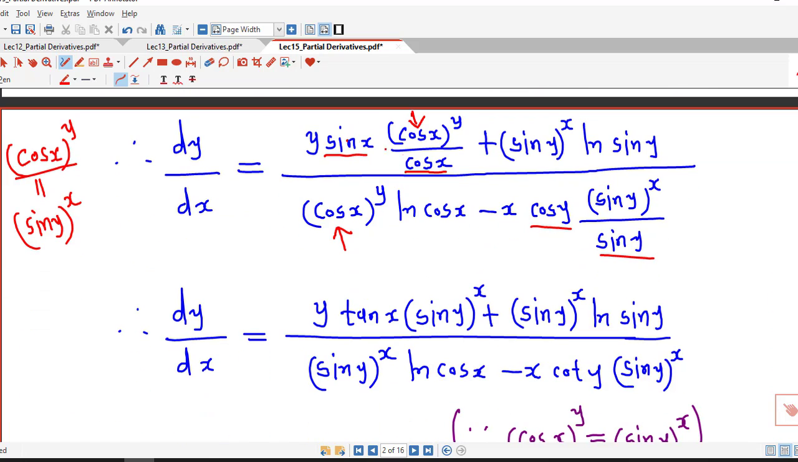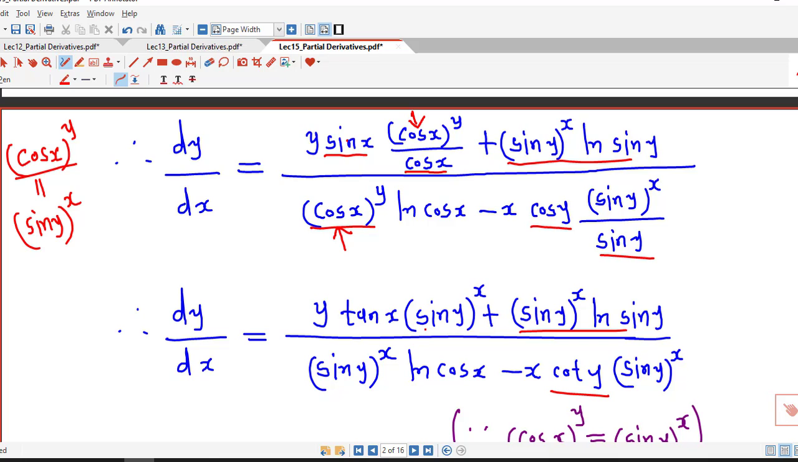So here sin x by cos x is tan x, cos x raised to y is sin y raised to x. We keep this term as it is. Here we replace cos x raised to y by sin y raised to x into log cos x minus x times cos y over sin y is replaced by cot y, sin y raised to x as it is.